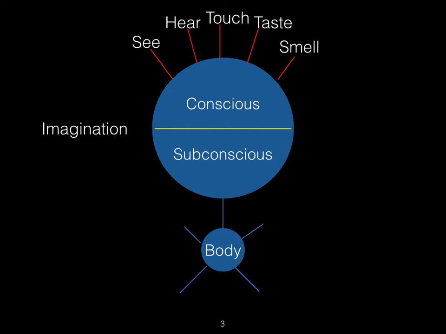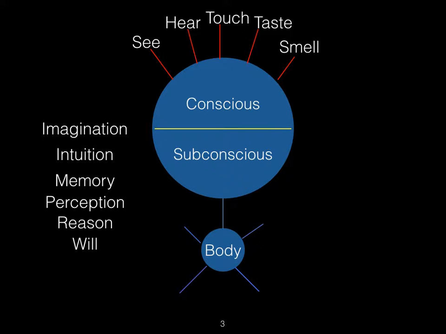But within the conscious mind, we also have these intellectual faculties that are rarely talked about. We talk about the senses and we learn those in school, but we rarely talk about these 6 intellectual faculties: the imagination, the intuition, the memory, the perception, the reason, and the will.